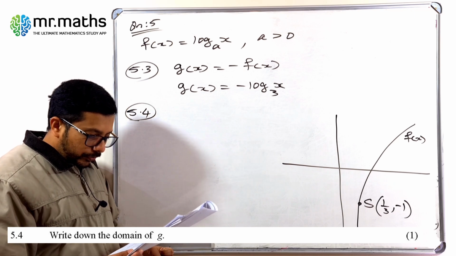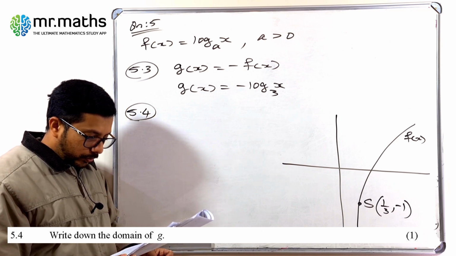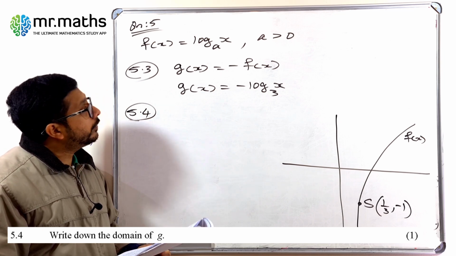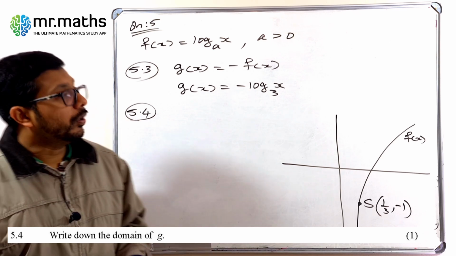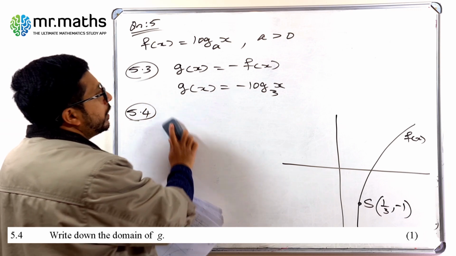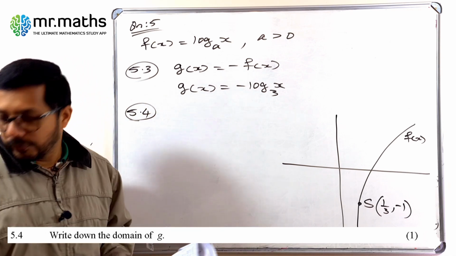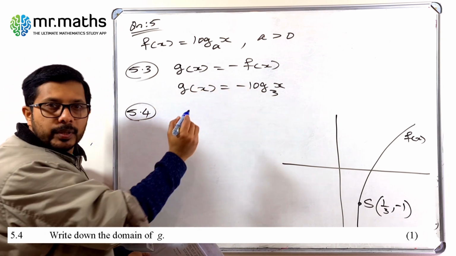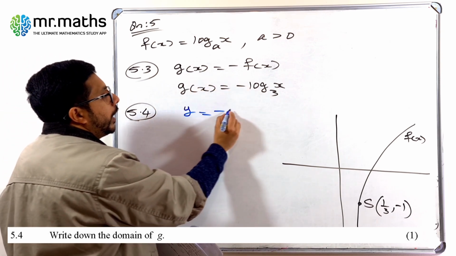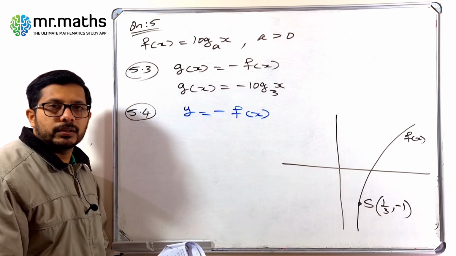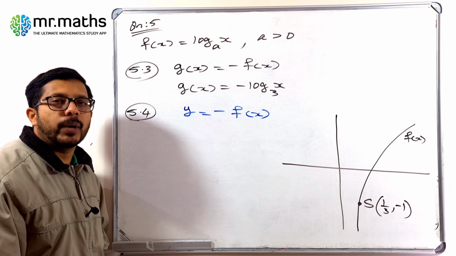5.4. Write down the domain of g. Wow, look at that question. Write down the domain of g. So here, look at this one. Now you have to listen very carefully. Let me erase this one. What is this g of x? G of x is equal to minus f of x. That means g of x is the same as y. Y is equal to minus f of x. What is the meaning of that?